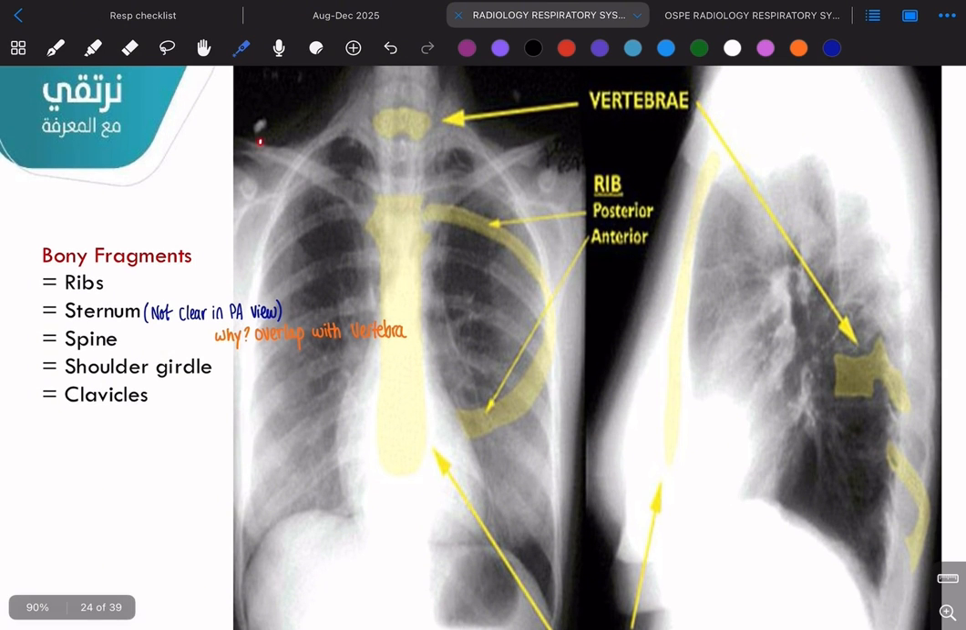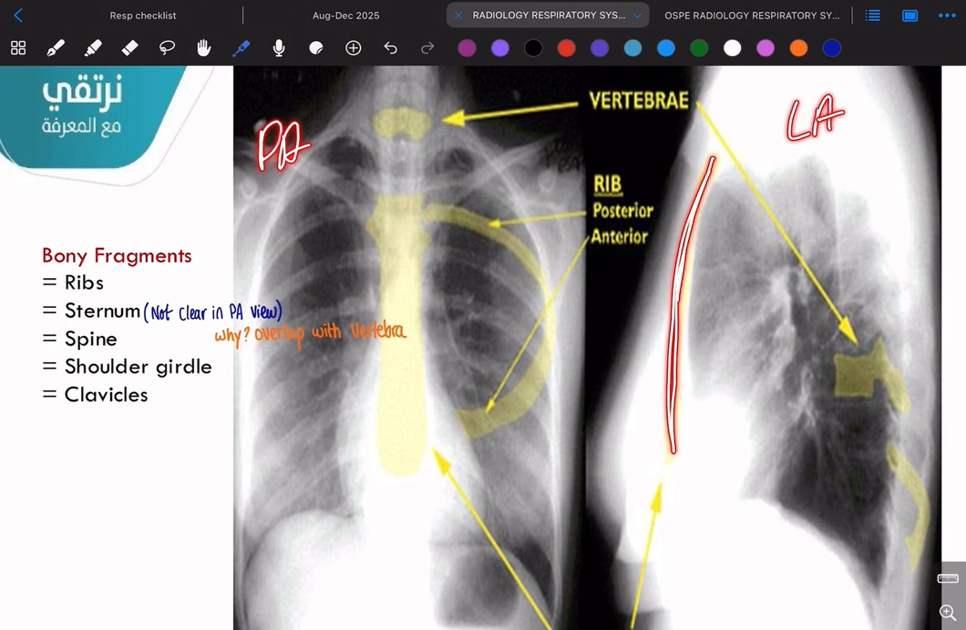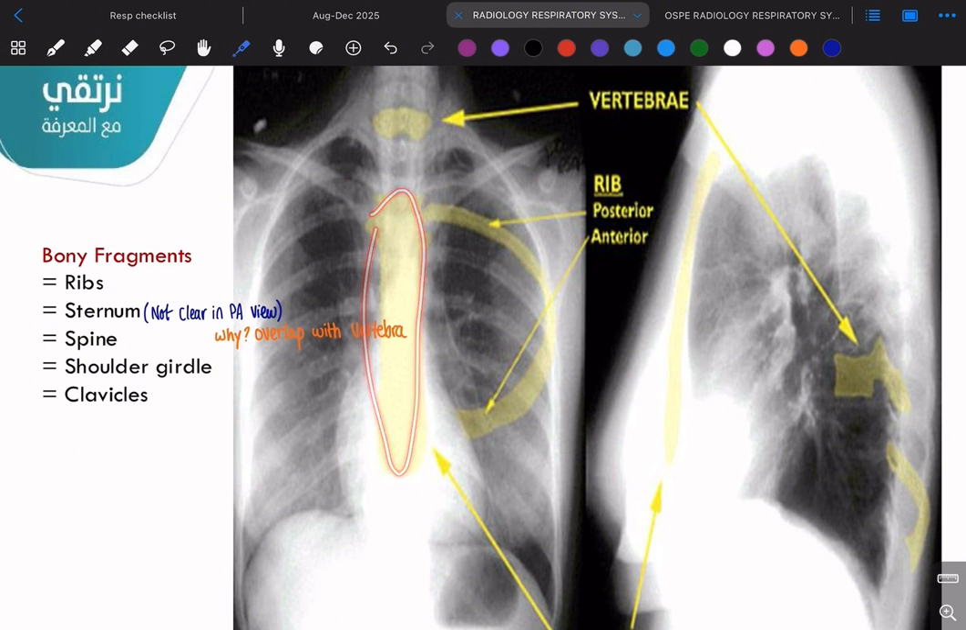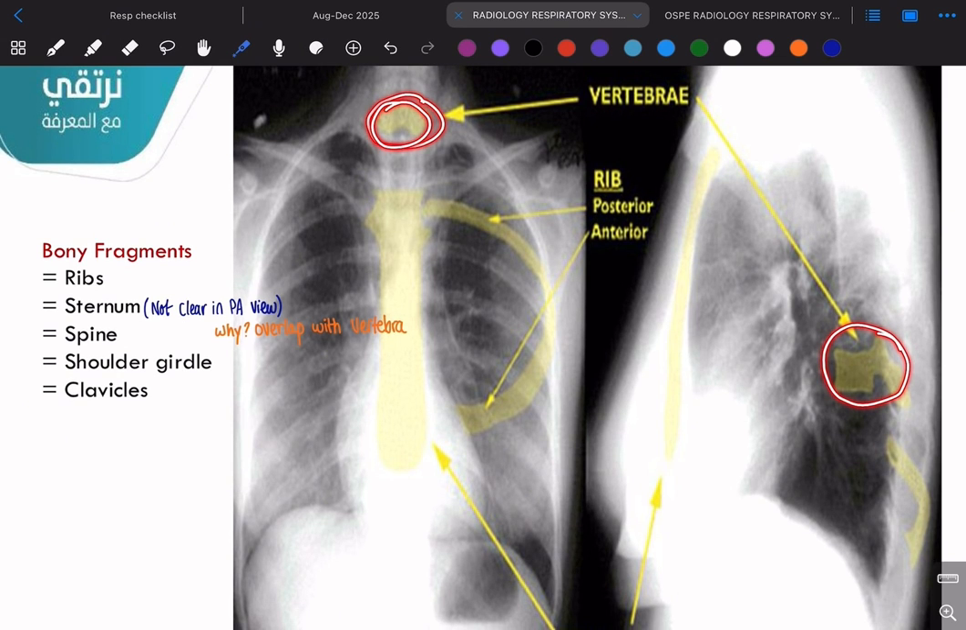First of all, we know this is the PA view and this is the lateral view, right? For the lateral view, here we can see the sternum. It's very clear. And for the PA view, we can also see it, but it's not very clear here because it overlaps with the heart and the vertebra, because they're all the same color. So we can't really see it very clearly in the PA view. But then we have the ribs here. The ribs are very clear in the PA view. And the vertebrae are seen on both views as well. So we can see the vertebrae here.